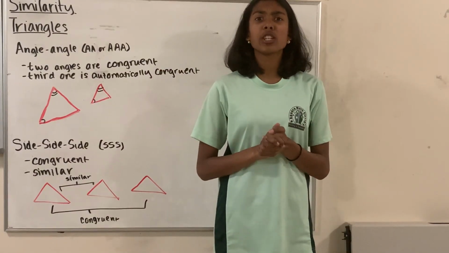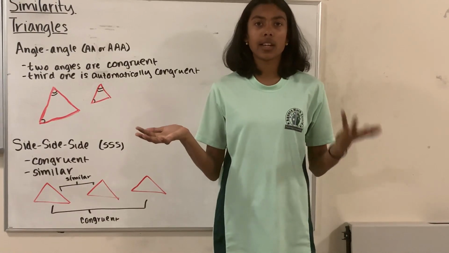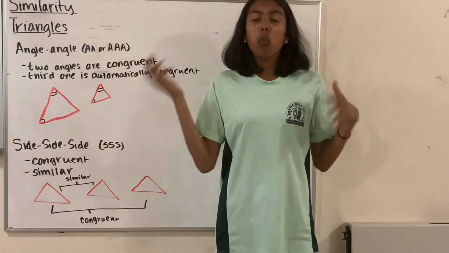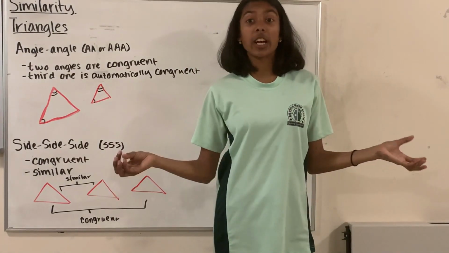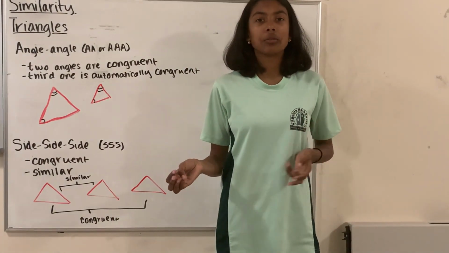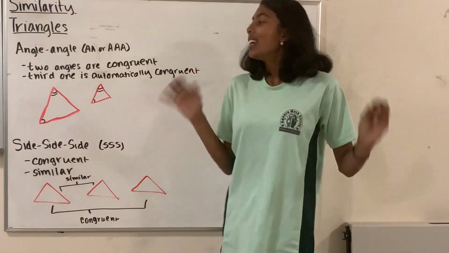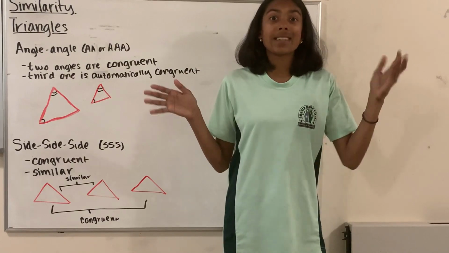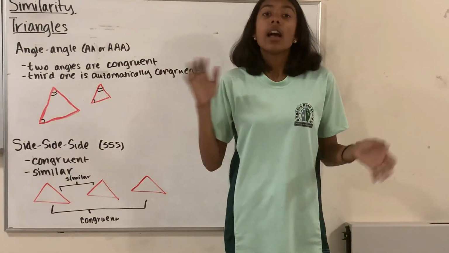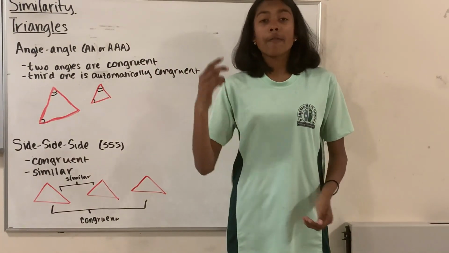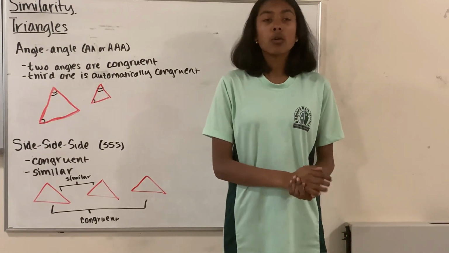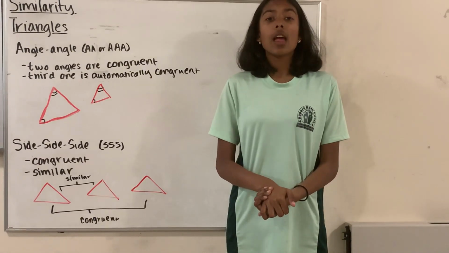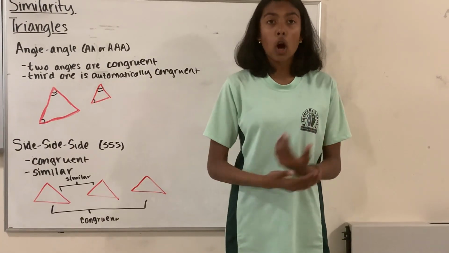So now we move on to the triangles part in similarity. Triangles have their own set of rules that make it way easier to figure out which ones are similar and congruent. So we'll start off with 2, because that's all I can fit on the board. So we have angle, angle, and if you want to write it on paper, it's AA or AAA. And basically what it says is if two corresponding angles in a triangle are congruent to one another, then those two triangles are similar.